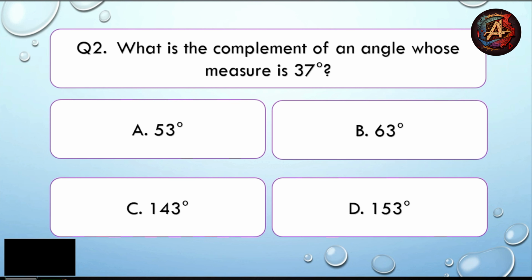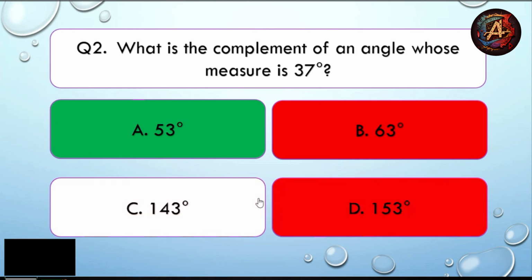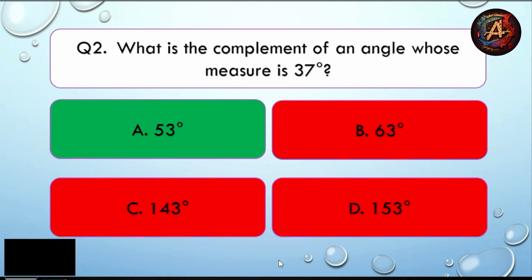In mathematics, complement refers to two angles in which the sum is equal to 90 degrees. If you are given one angle which is 37 degrees, then what you will do is you just subtract 37 degrees from 90 and you will have 53 degrees. And that is the correct answer for our problem. Let's check. Alright, we are correct, my dear math learners. Easy, right? So easy. So now let us go to question number 3.